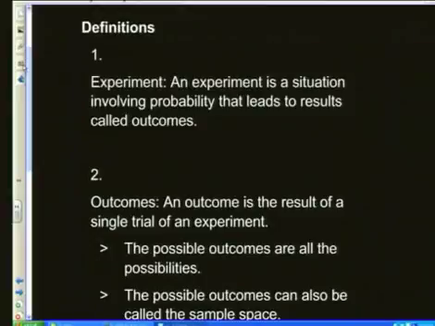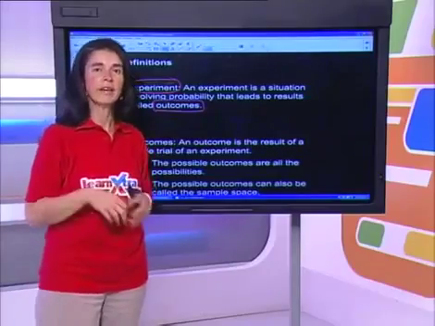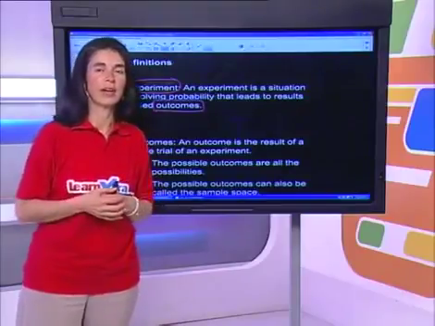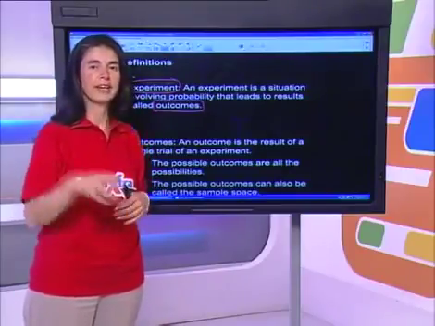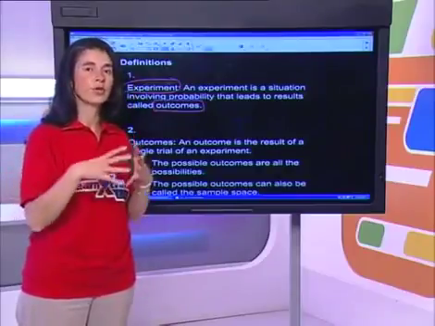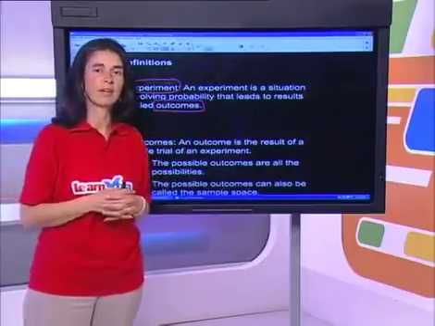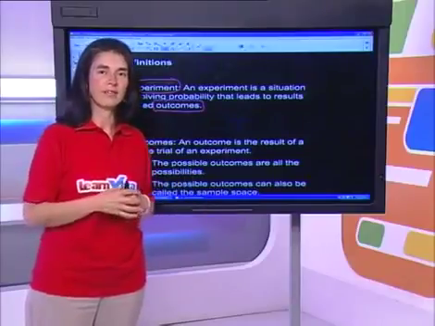The first definition that you will see around probability is the word experiment. We often talk about an experiment, and that is a situation that will involve probability that leads to results, and the results are called outcomes. So every time, for example, if you throw a coin and you get a head, that would be known as an outcome. If you throw the coin again and you get another head, that would be another outcome. So the total amount of outcomes would give you what an event would comprise.